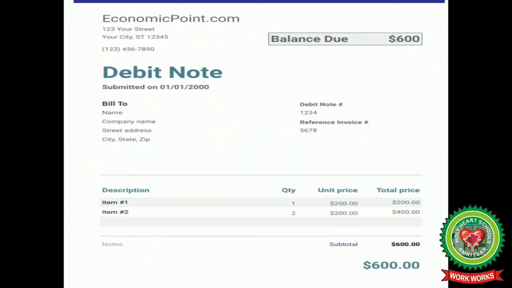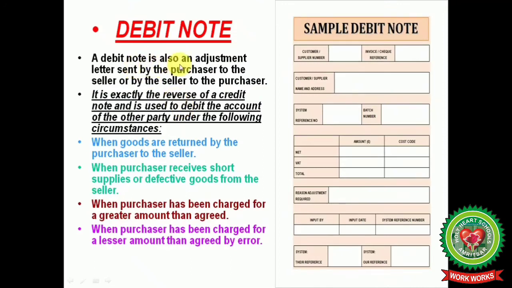After the credit note, sometimes we have to write a debit note. So a debit note is also an adjustment letter sent by the purchaser to the seller or by the seller to the purchaser. Means this letter can be issued from any party, maybe from the buyer or maybe from the seller. So it is exactly the reverse of the credit note and is used to debit the account of the other party under the following circumstances or under the following cases.